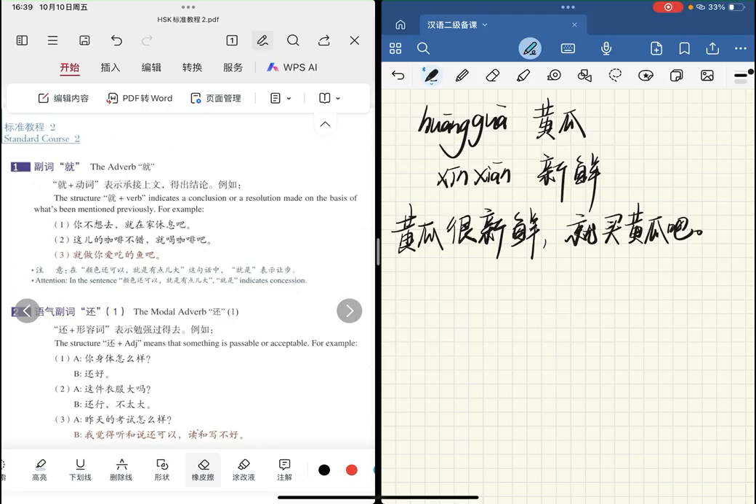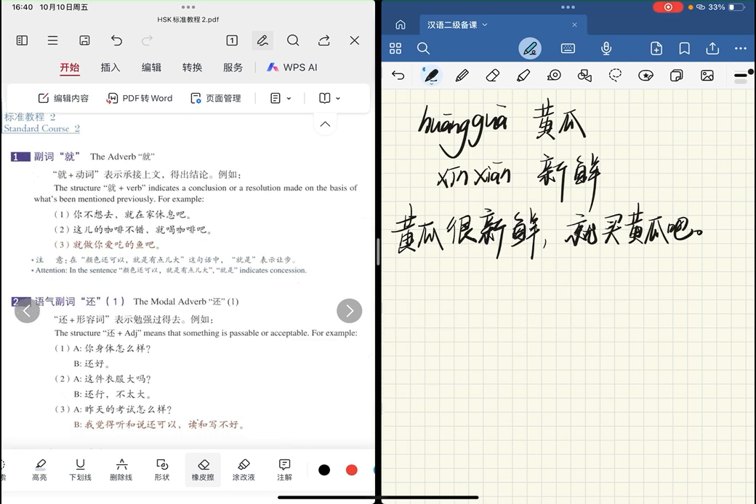黄瓜很新鲜，就买黄瓜吧。So this is the 就 that indicates a conclusion or a resolution made on the basis of what's been mentioned previously.